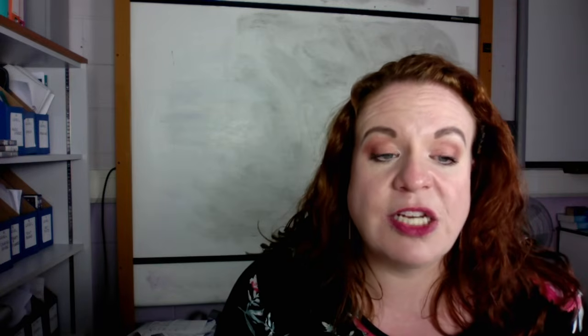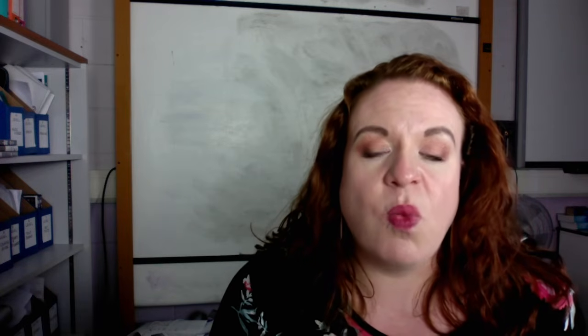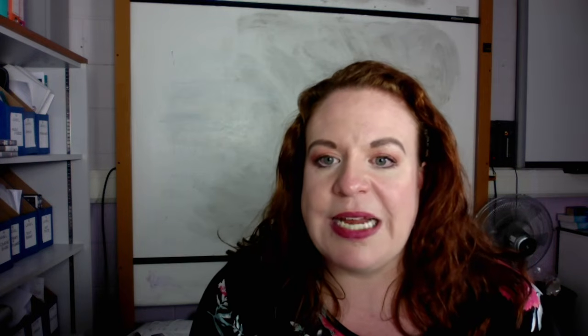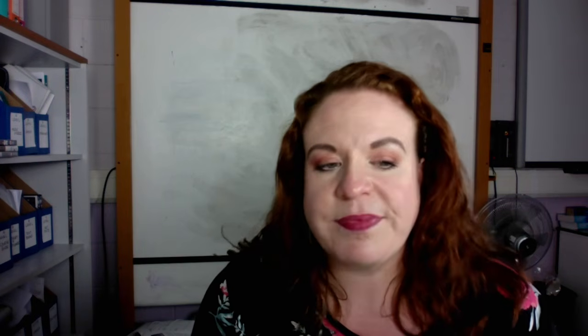You will see that in section B, they will tell you what products they want you to speak about. So for example, with 3A, they just say briefly explain what is meant by distribution, but it doesn't tell you to talk about newspaper distribution or film distribution. It just says distribution, so you can make your answers more general. However, if they say you've got to talk about it in relation to newspapers, then obviously do that, or they might mention film, etc.